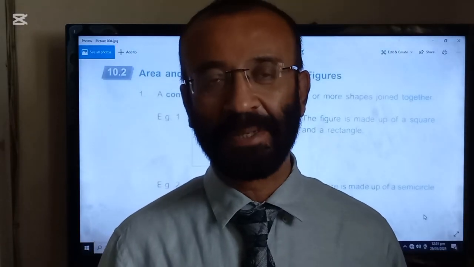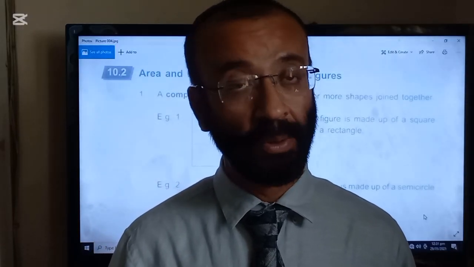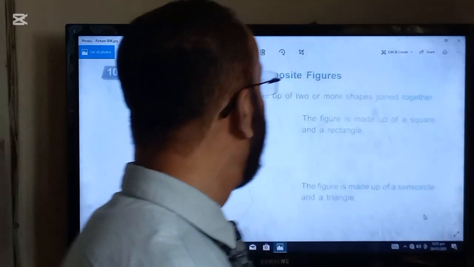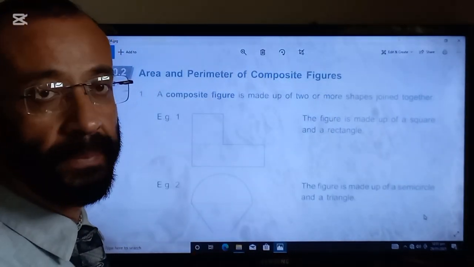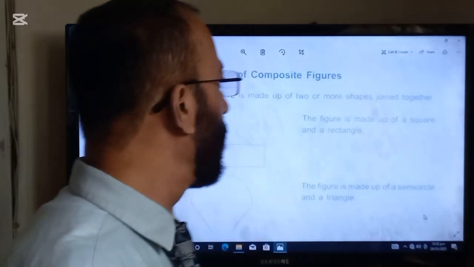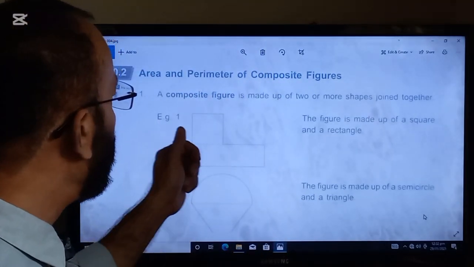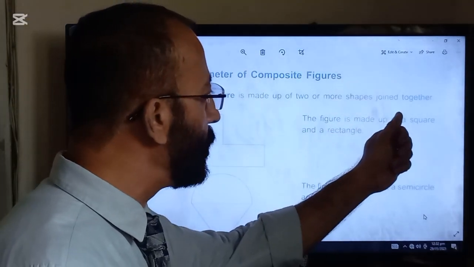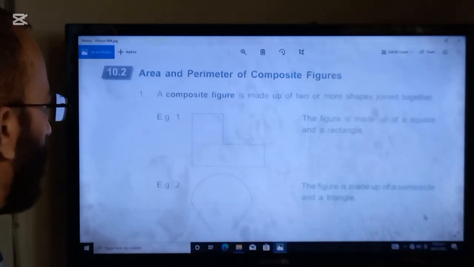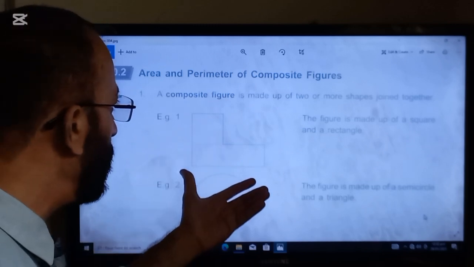Good morning, students. Today's topic in Mathematics O Levels is the area and perimeter of composite figures. This is an important topic, so concentrate. A composite figure is made up of two or more shapes joined together. For example, this is a composite figure.